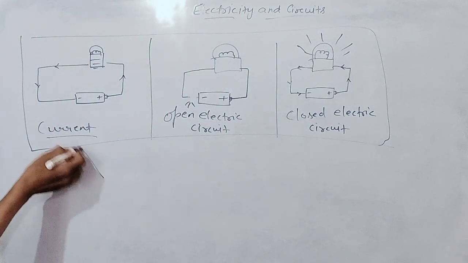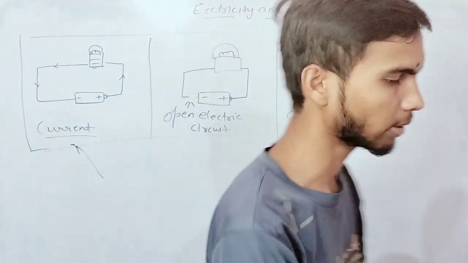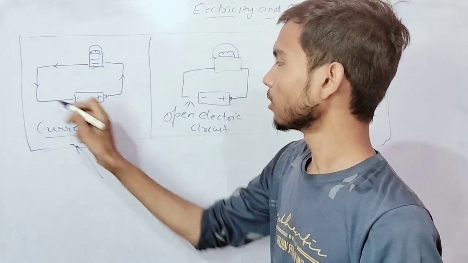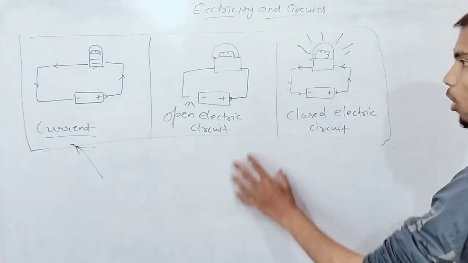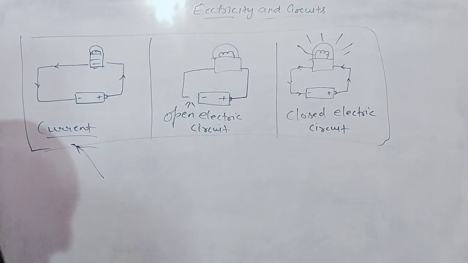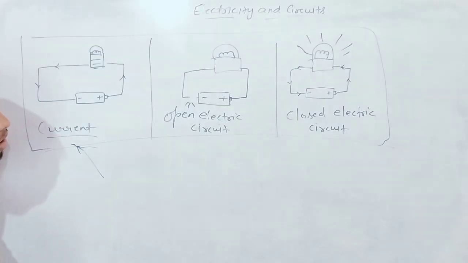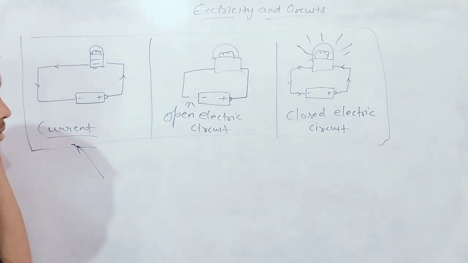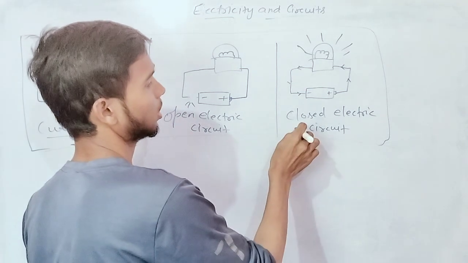Clear? From this figure, we are understanding the direction of the current will be like this. An open electric circuit will be like this. Something will be broken. The wire will be broken, or the filament will be broken. Sometimes the wire will not be connected to the bulb.